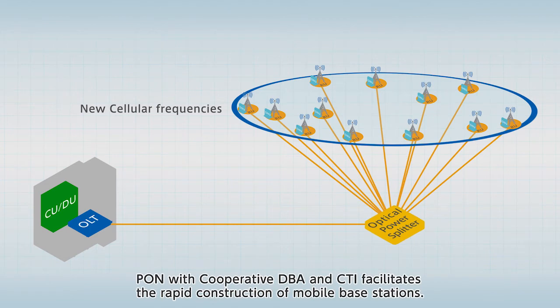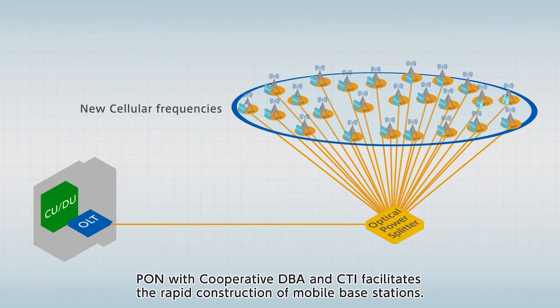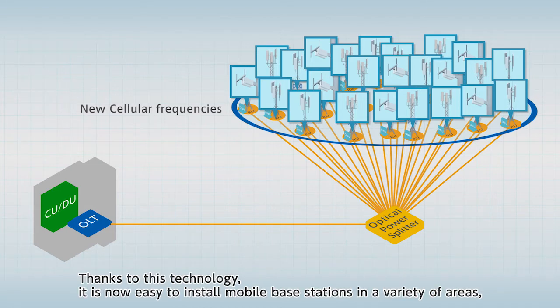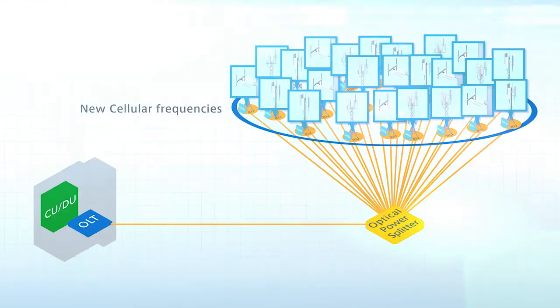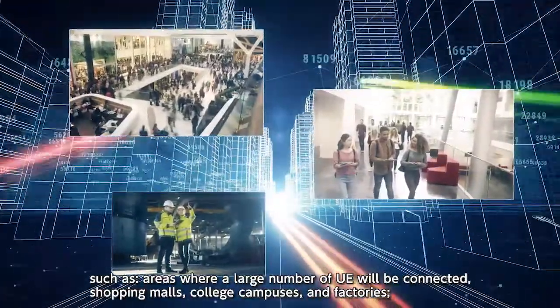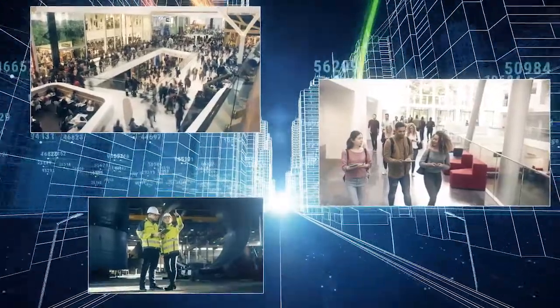PON with cooperative DBA and CTI facilitates the rapid construction of mobile base stations. All that is needed is to install optical fibers beyond the optical power splitter. Thanks to this technology, it is now easy to install mobile base stations in a variety of areas, such as areas where a large number of UE will be connected, shopping malls, college campuses, and factories.